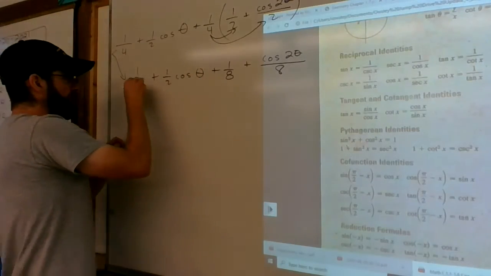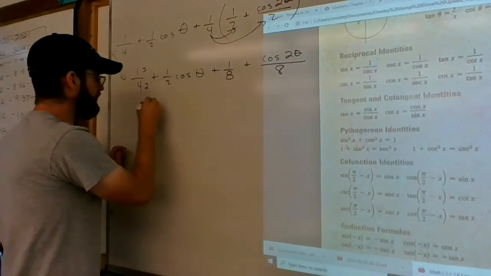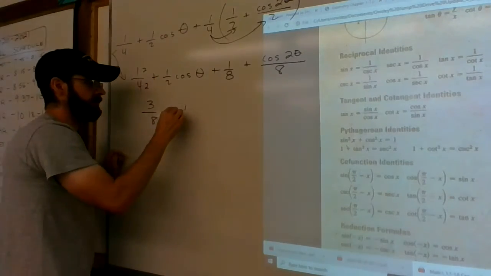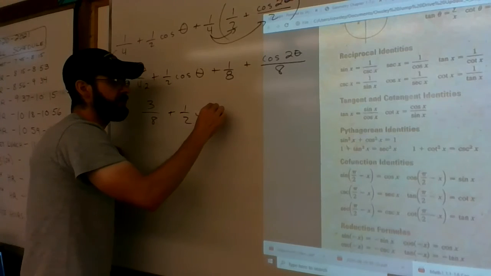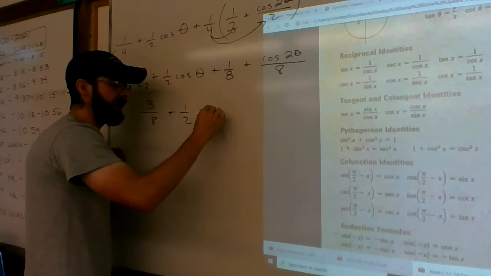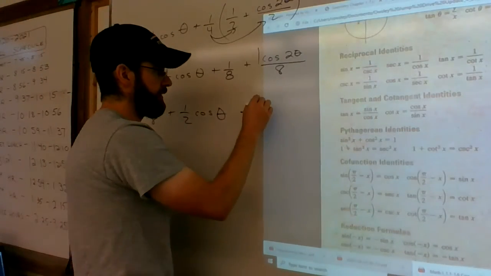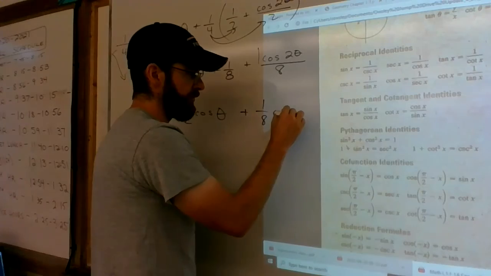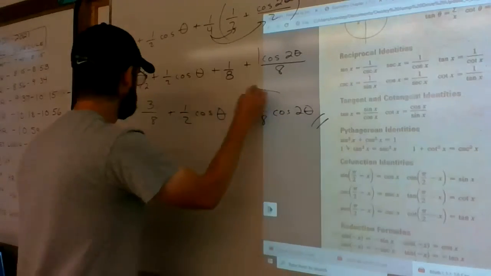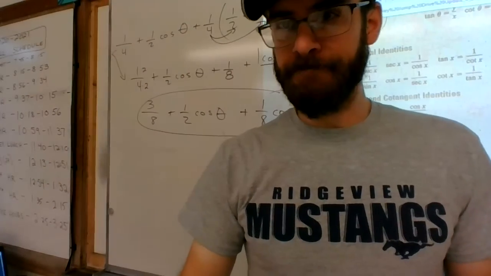1/8 plus 1/4 is the same as 2/8 plus 1/8. That's 3/8. So the 3/8 has come to light. 1/2 cosine of theta plus, there's the 1/8 cosine of 2 theta. All right. That was kind of tough.